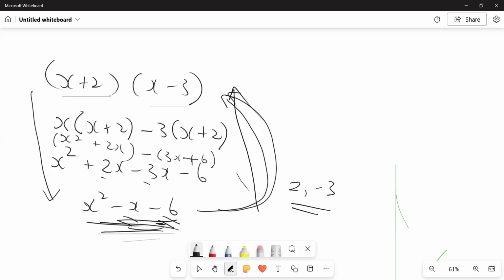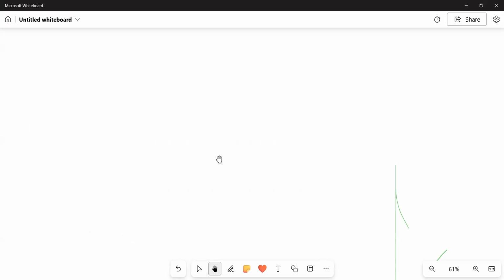Let's see if we can do a couple more. So let's say we want to factorize x squared plus 5x plus 4. In fact, we want to factorize something like that, right?